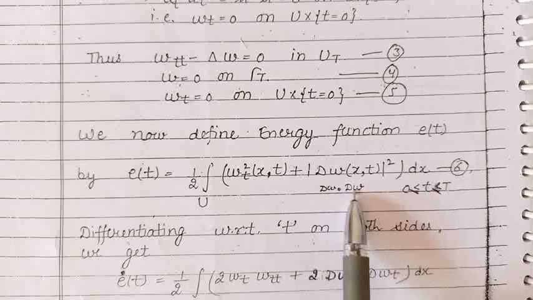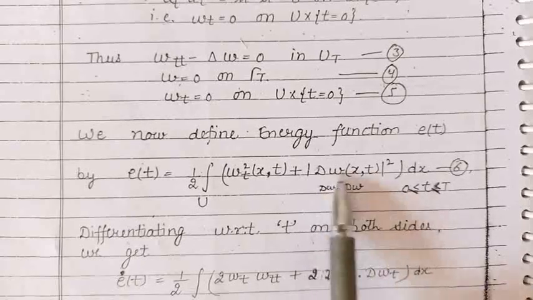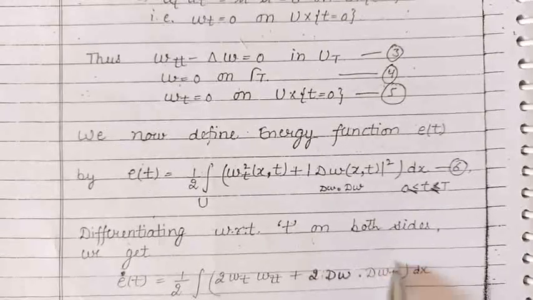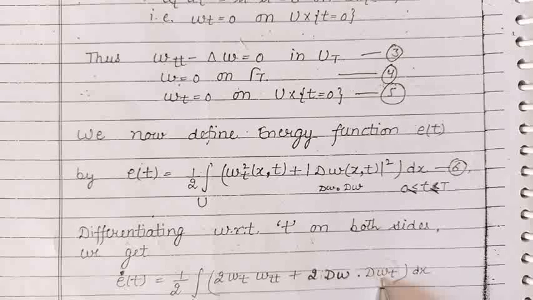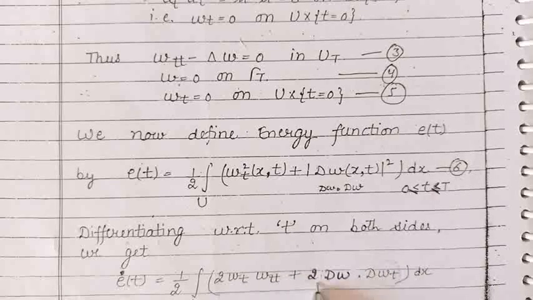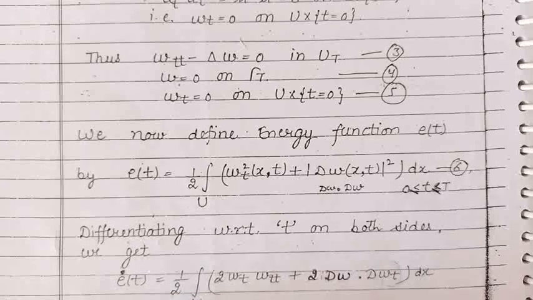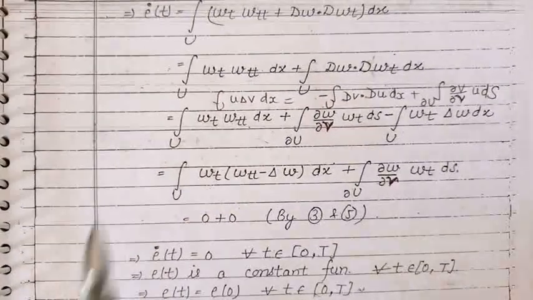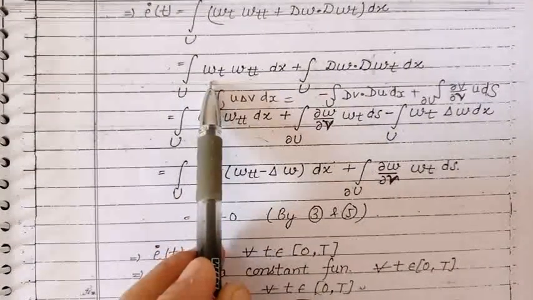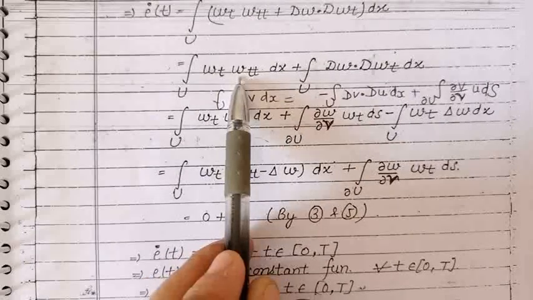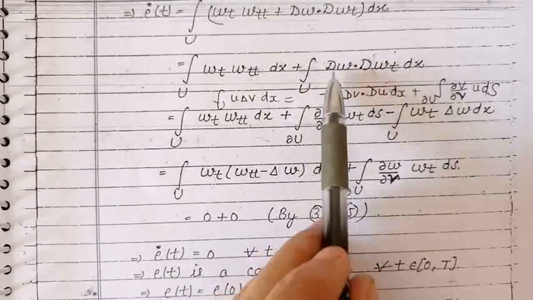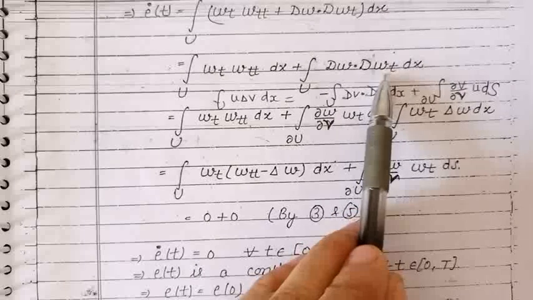So by using the product rule of differentiation, the derivative of this term with respect to t will be 2 into Dw dot Dw_t. Here w_t means partial derivative of w with respect to t. We can take 2 common and cancel it with the 1/2. So we get the derivative of the energy function, which is given by the integral of ∂w/∂t into ∂²w/∂t² over the set U plus the integral over the set U of Dw dot Dw_t.